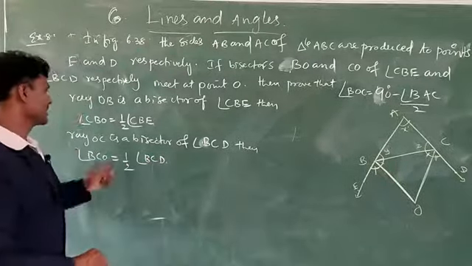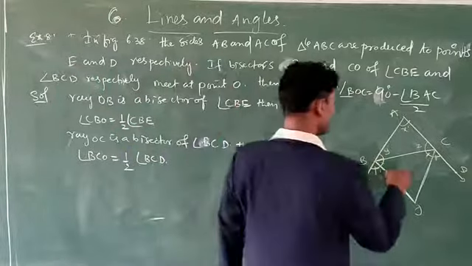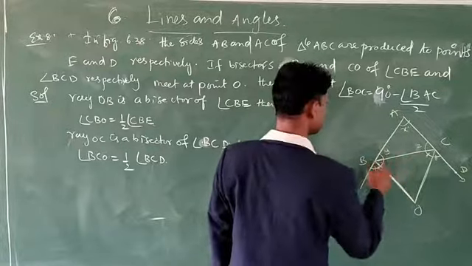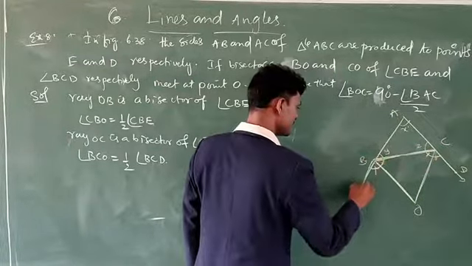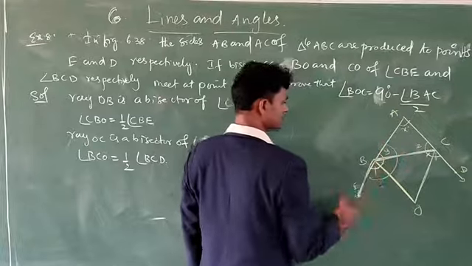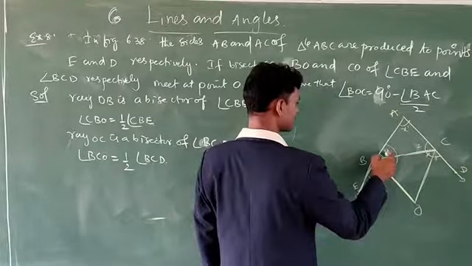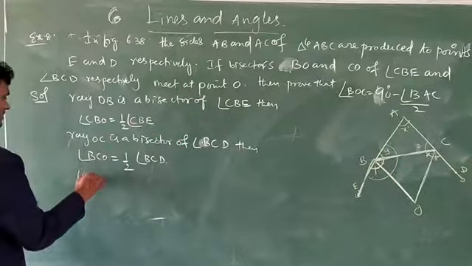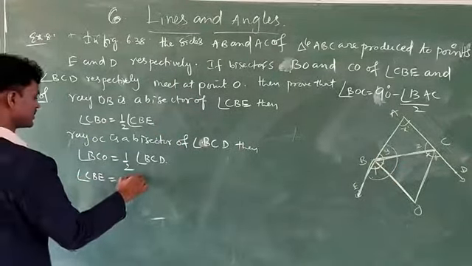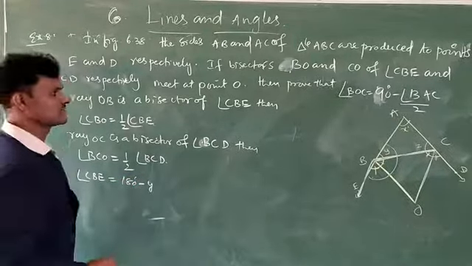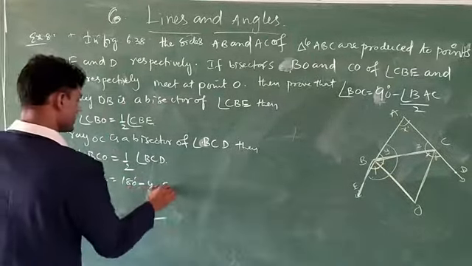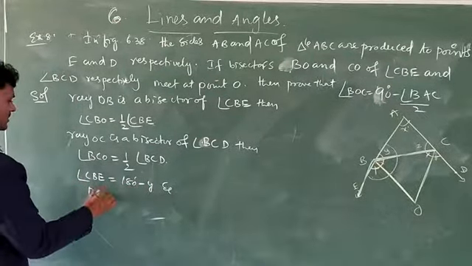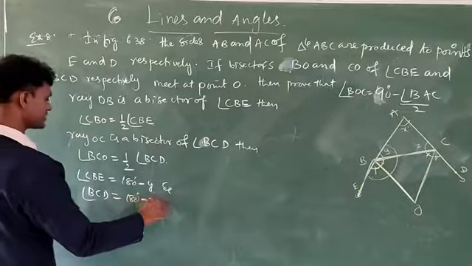Now see here, angle CBE is equal to, this is total 180 degrees. Then we have to separate this one. Then we will get angle CBE is equal to 180 degrees minus y, and angle BCD is also 180 degrees minus z.